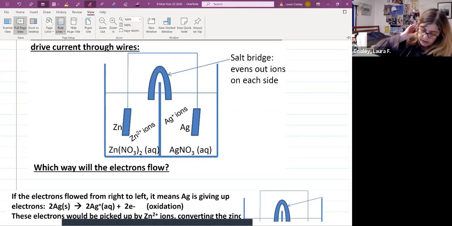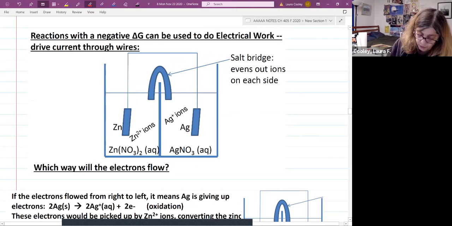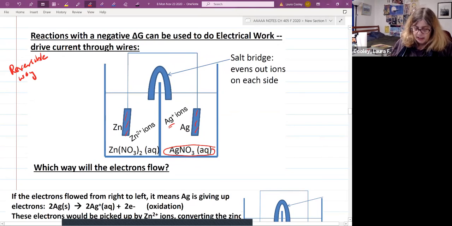Okay. So this is the setup, and this is for running the reaction reversibly. I'm just going to show you the setup here. I have a zinc electrode on one side, a silver electrode on the other. Here's a solution of silver nitrate, so I have silver ions and nitrate ions, but we don't really care about the nitrate ions. And here I have a zinc electrode in zinc nitrate. So the zinc ions are what I care about here.